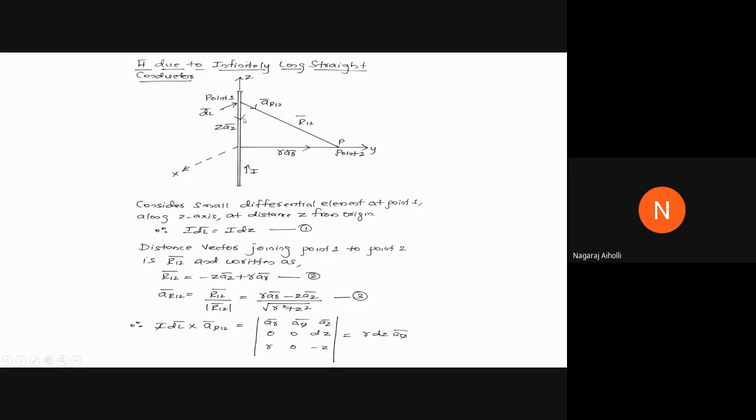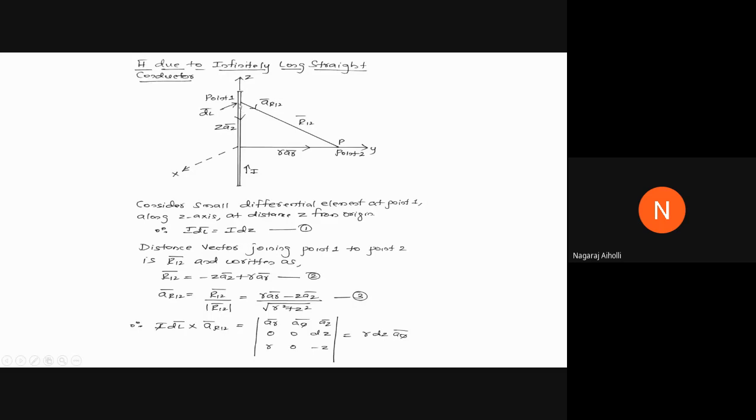What I am telling is the distance from point 1 to the origin is ZAZ bar. That is fine. But the direction is opposite to the normal direction of the Z axis. So, what will be the polarity of ZAZ bar? Whether it is plus or minus? Minus, because it is opposite. Correct. Okay, R12 bar is equal to minus ZAZ bar plus RAR bar.